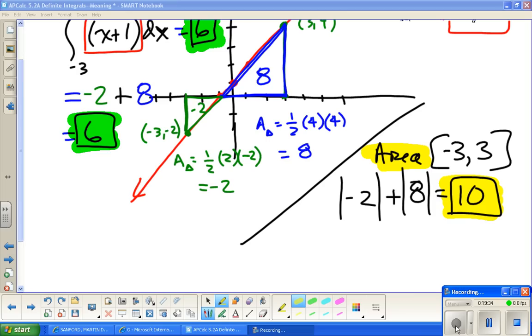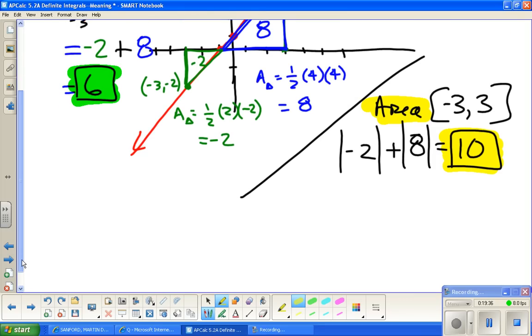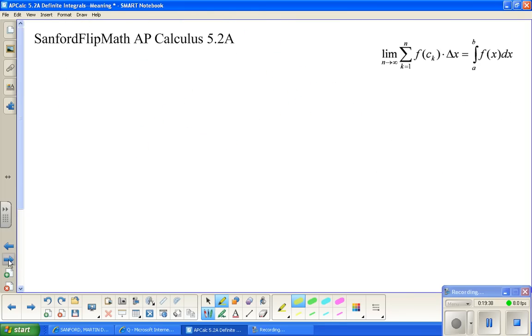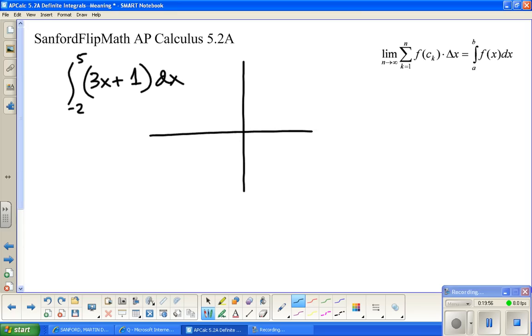We're just going to do one more, and I think you have a rough idea of what's going on. So let's go from -2 to 5, and let's do 3x plus 1. I don't know what the deal is with my plus 1s today. I should have done it a little bit differently, but that's all right.